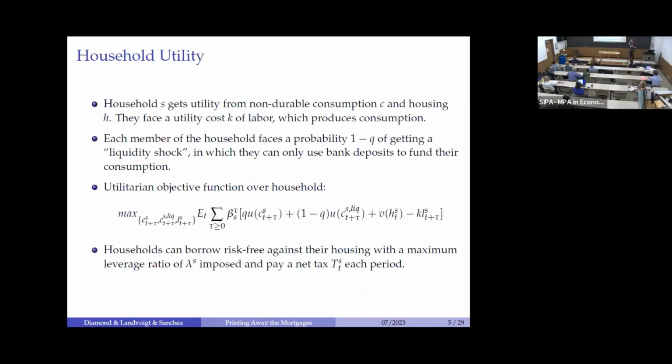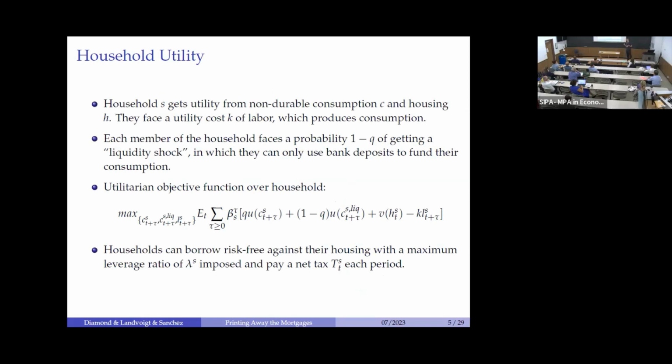So here are the basic ingredients we're going to need for this effect to exist. We need at least two households, so that redistribution matters. Here we're going to have S of them. And they get consumption utility from non-durables and from the housing stock that they own. They face a simple linear cost, K, of providing labor. One unit of labor costs K disutility points, and one unit of labor produces one unit of output.